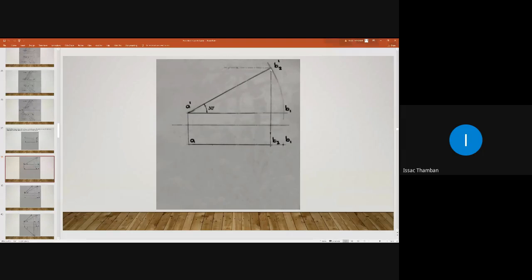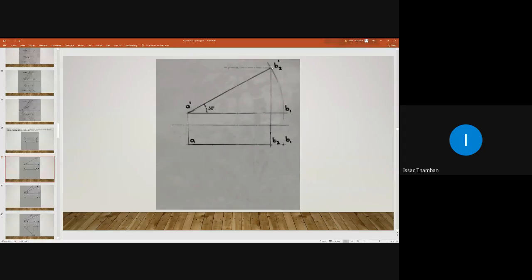Now we don't know the position of B2 dash. For obtaining B2 dash, you have to take this radius, that is A dash B1 dash, this is B1 dash, and draw an arc and intersect. And this is B2 dash. Have you obtained B2 dash? Yes, sir. Okay.